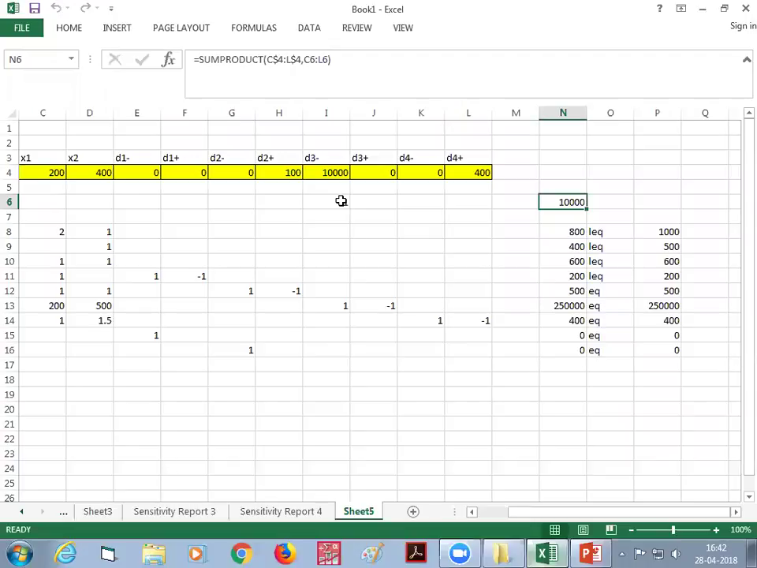Well, this is our final solution because we cannot bring D3 minus down to 0. So what is our solution? Same thing as what we got earlier. So x1 equals 200, x2 equals 400. We're achieving level 1 and level 2 priority goals, and we're minimizing the underachievement of level 3 priority goal at 10,000. We're 10,000 short of the profit or revenue target. Okay, so very, very straightforward.